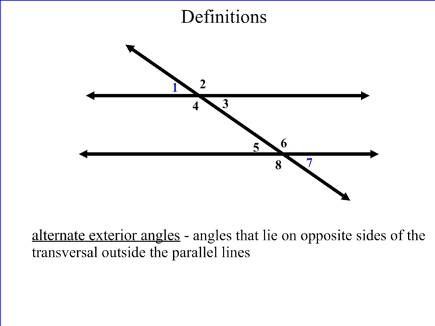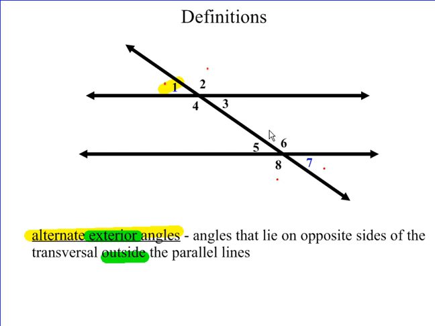Now we have alternate exterior angles. Alternate exterior angles are angles that lie on opposite sides of the transversal outside of the parallel lines. And this time we're going to be outside. That's what exterior means. So when we look at the outside of the parallel lines, we have numbers 1, 2, 7, and 8. And what we want to do is just put together the ones that are alternating.